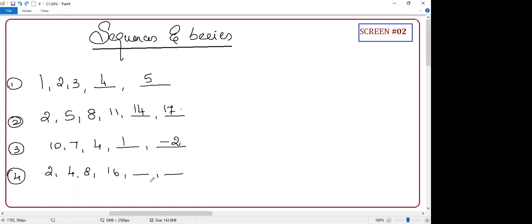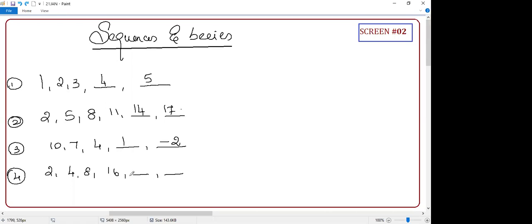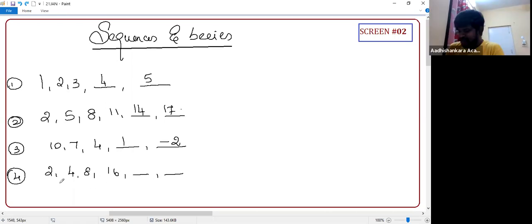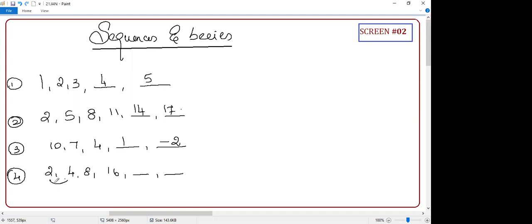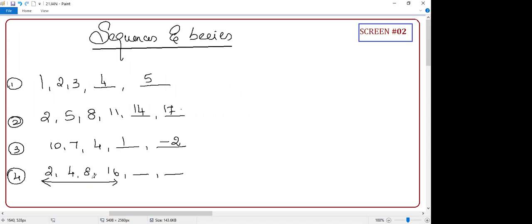Okay, what about this? 24 and 32. Can you tell me what is the rule you are applying? Here the common difference is 8, that's why. No, here it's not 8. No, here the common difference is 2. Okay, but there is another rule. Anyone can tell me what the rule is? By observing these 4 terms, 2, 4, 8, each term is multiplied by 2. Excellent. Basically double. 64.